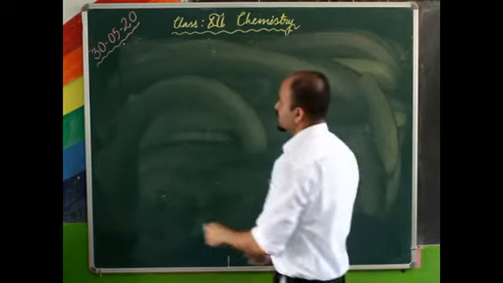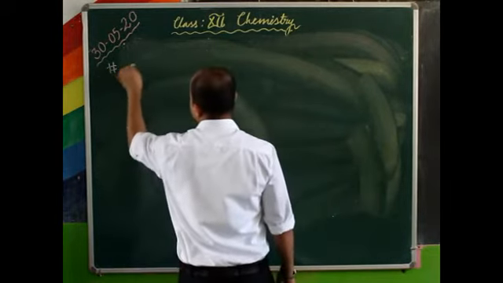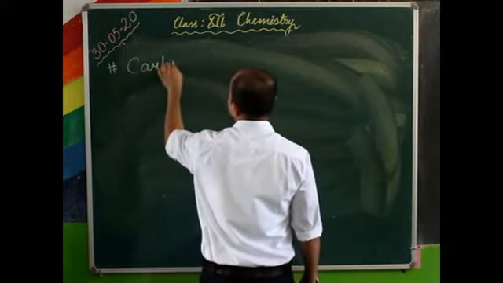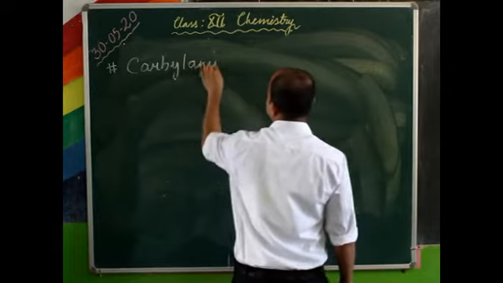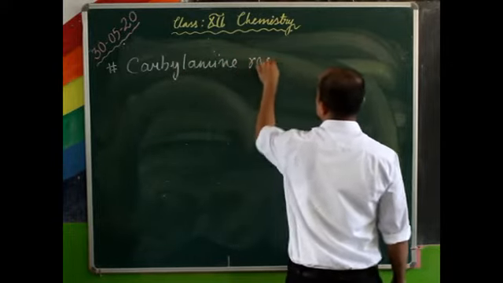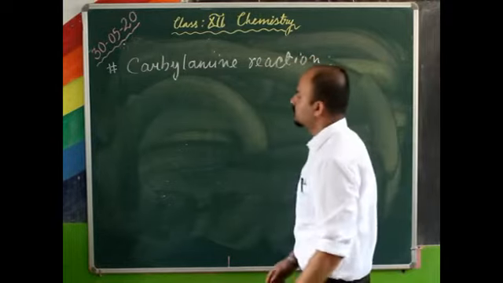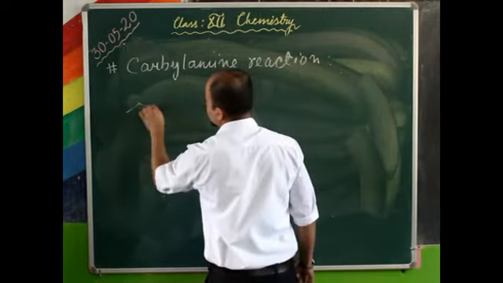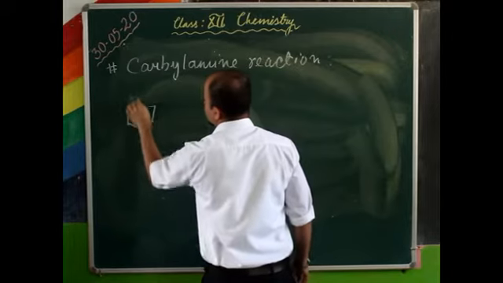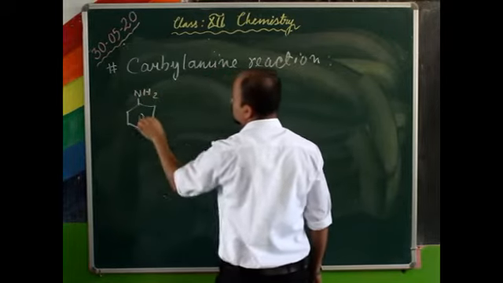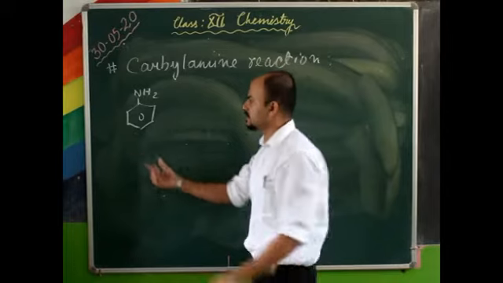So the next reaction is the carbylamine reaction. This also we have discussed before. It is given by only first degree amine, and here the NH2 attached to the benzene ring is what? It is a first degree amine.